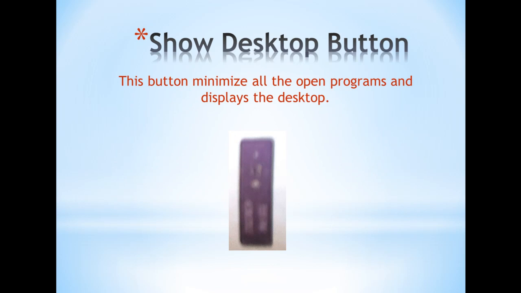The Show Desktop feature allows a user to minimize or restore all open programs and easily view the desktop. To use this feature, a user must simply click Show Desktop. This button minimizes all the open programs and displays the desktop. So we have to click on this button to see our desktop.